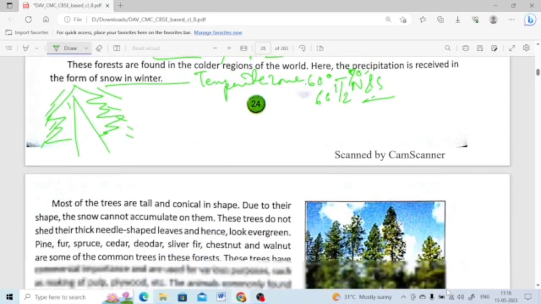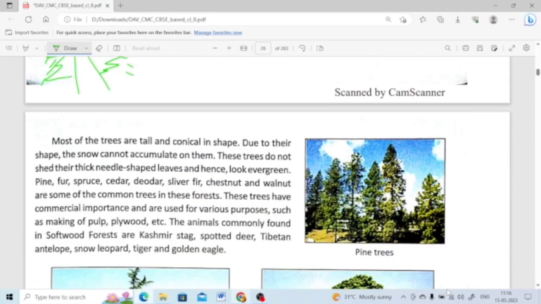Moving on to the different characteristics of these forests. Most of the trees are tall and conical in shape. Due to their shape, the snow cannot accumulate on them. These trees do not shed their thick needle-shaped leaves and hence look evergreen. Pine, fir, spruce, cedar, deodar, silver fir, chestnut, and walnut are some examples of temperate softwood trees. These trees have commercial importance and are used for various purposes such as making pulp, plywood, etc.